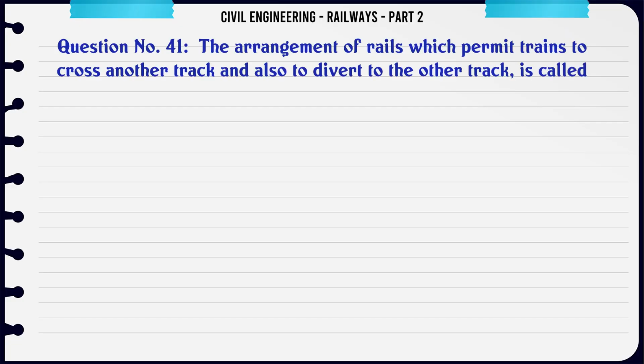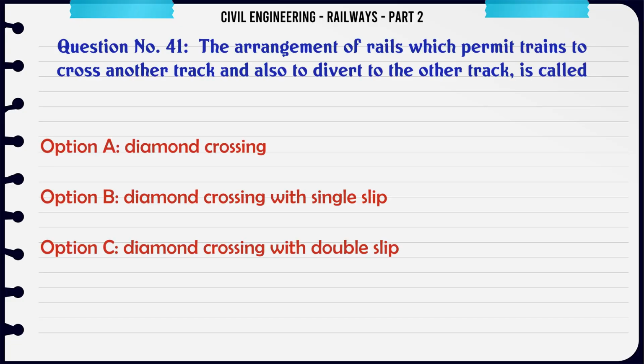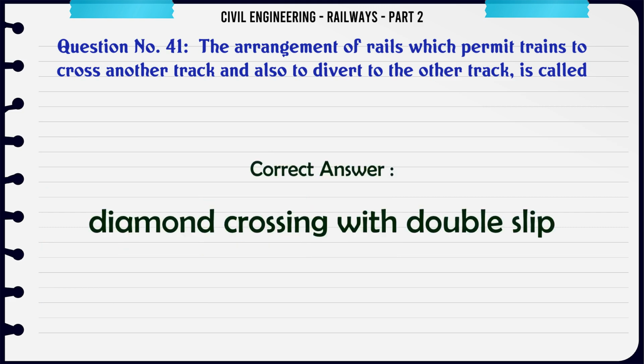The arrangement of rails which permit trains to cross another track and also to divert to the other track is called A. Diamond crossing, B. Diamond crossing with single slip, C. Diamond crossing with double slip, D. Crossover. The correct answer is diamond crossing with double slip.